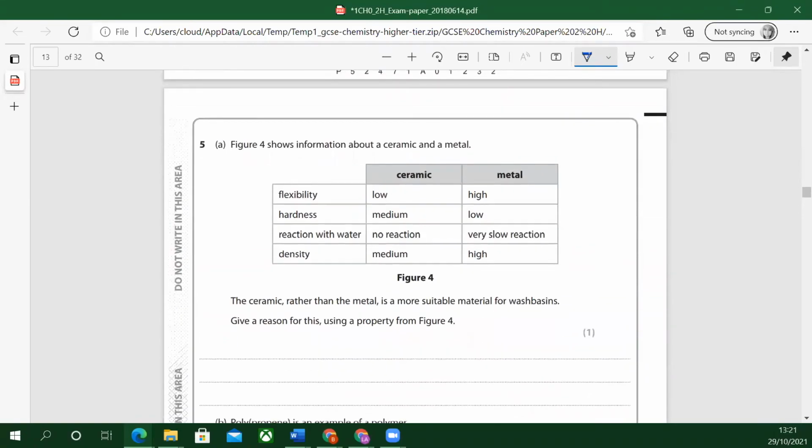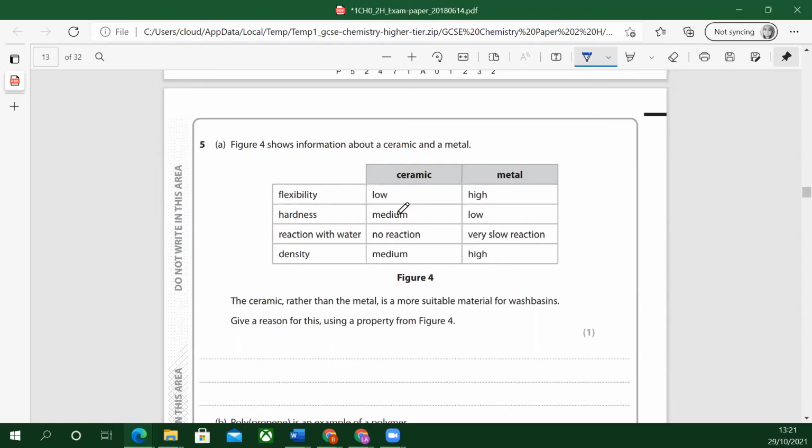Let's have a look at the next question. Figure 4 shows information about ceramic, like a plate, and a metal. Ceramic can be used for other things, but a plate is probably the most likely thing you would think of, or a vase. Flexibility: ceramic, low, yes, they just shatter. Think about a plate, you drop it on the floor. It doesn't bounce, it just shatters, especially on tiles in the kitchen. Whereas metal wouldn't shatter like that.